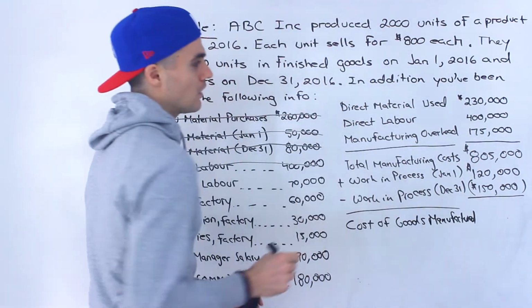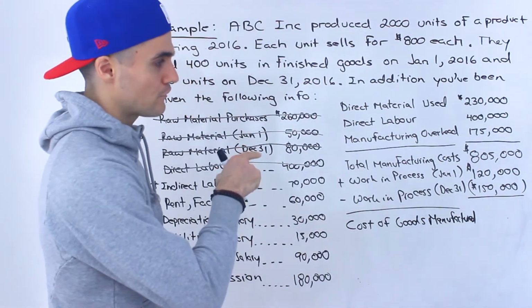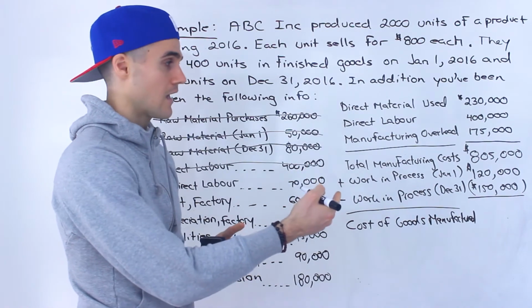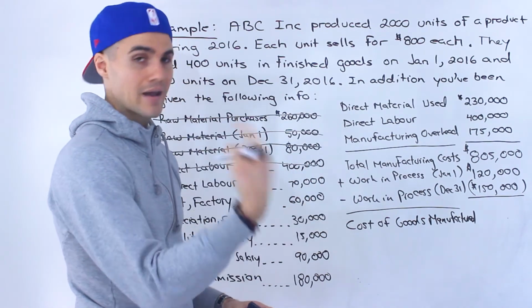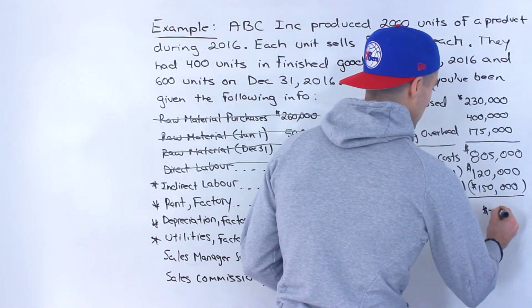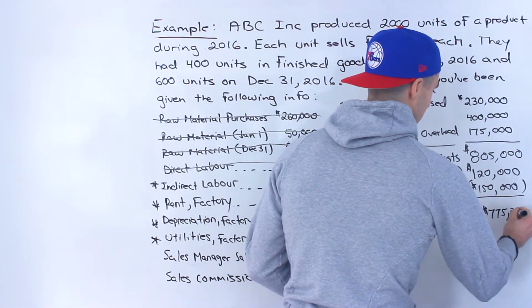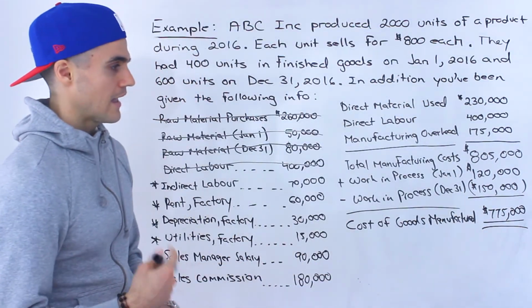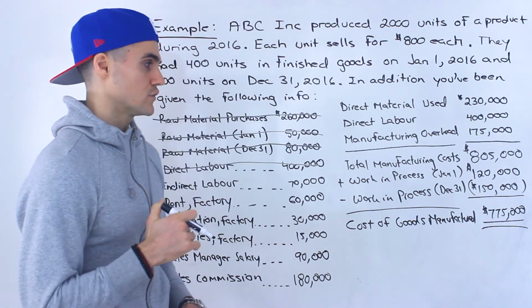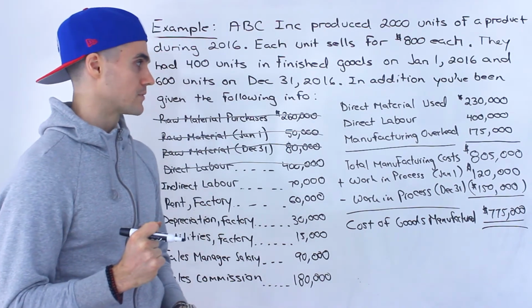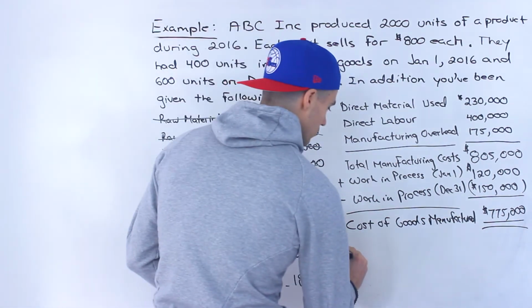And so when you net out all of these, 805,000 plus 120,000 gives us 925,000, minus 150,000 would give us 775,000. And so that there ends up being your cost of goods manufactured for 2016. Now, number 2, this was number 1.